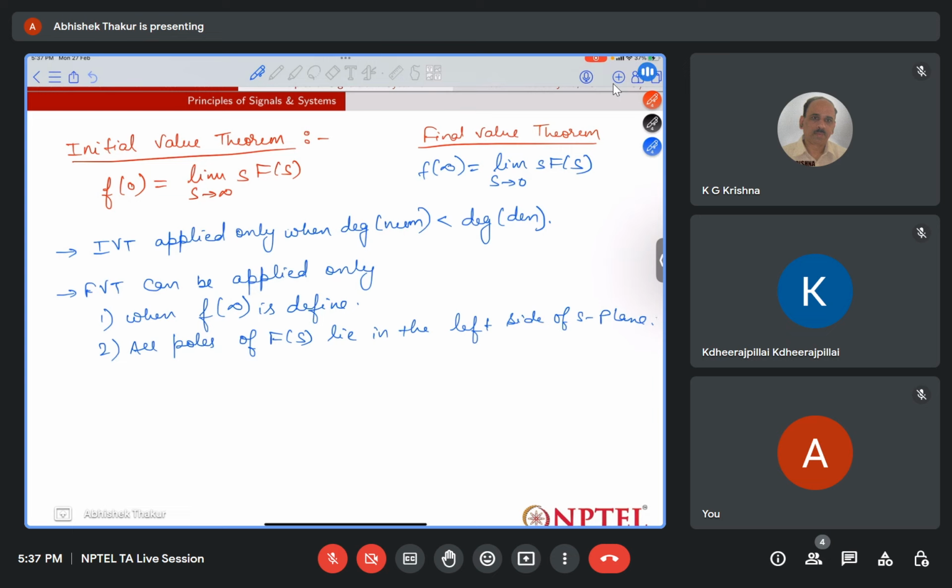So now we can solve some questions based on whatever theory we have studied today. I will take some questions from the GATE book.